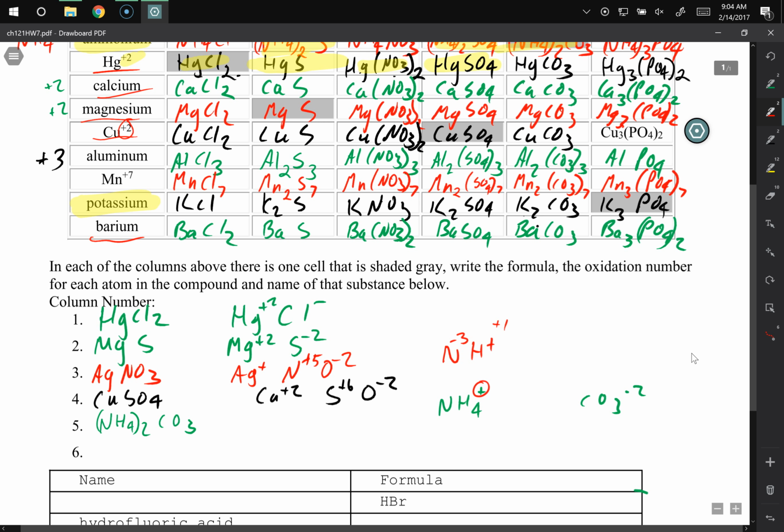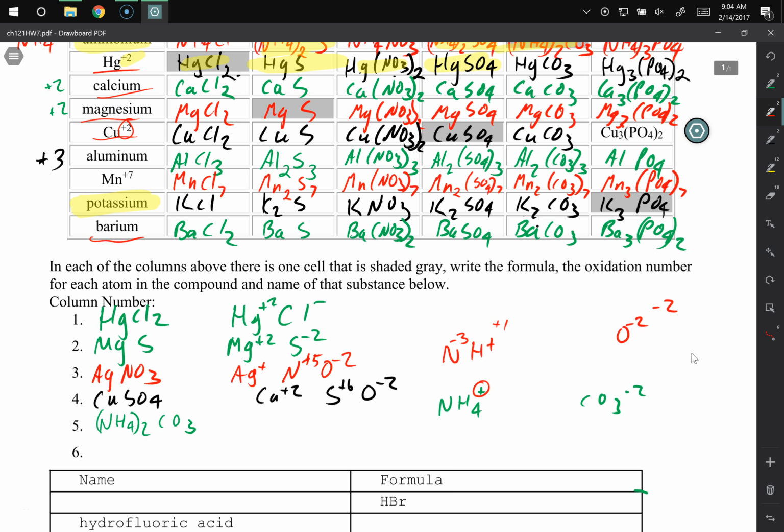And the carbonate one, what's the oxygen's charge? The oxygen's minus two. This whole thing has to end up equaling minus two. So since I've got three oxygens, that gives me minus six, but I need to have two of those minuses left over. So then what's the carbon's charge? Plus four.